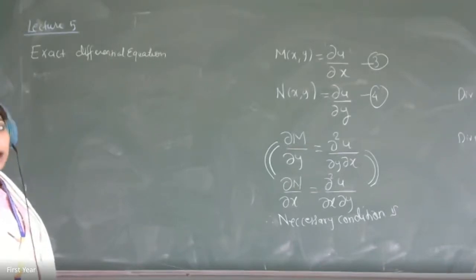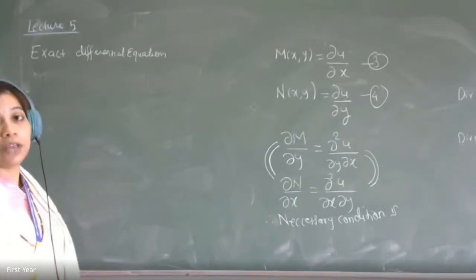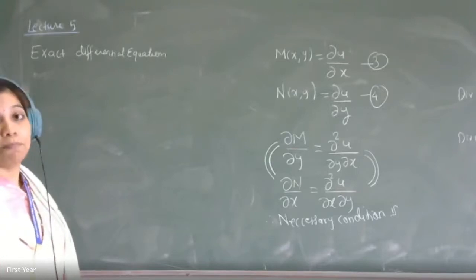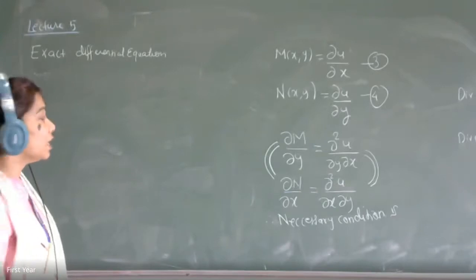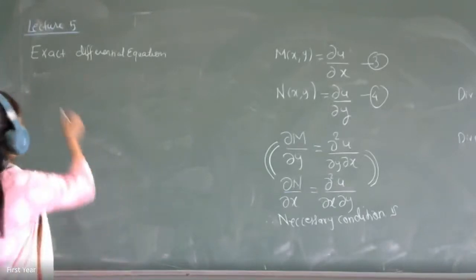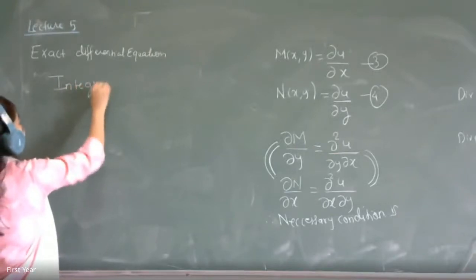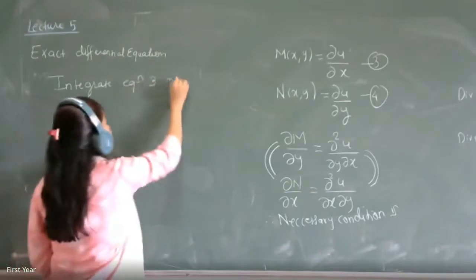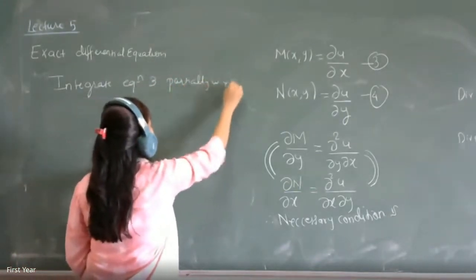So n_xy, which is ∂u/∂x. If I want to get the value of u there, I should integrate that equation 3 partially with respect to x. Correct? So partially, how do I integrate? How are we going to do it? Let's say integrate equation 3 partially with respect to x.